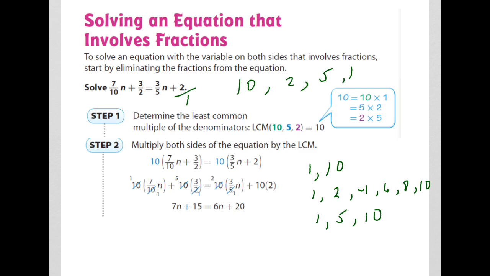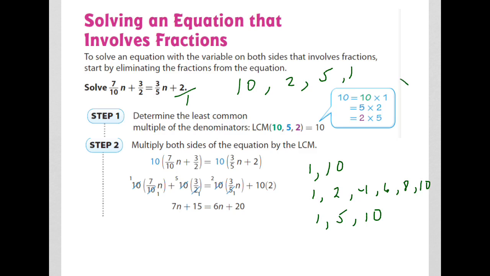Okay? So let's take a look at the steps that the book tells us to do. First it says, determine the least common multiple of the denominators, and then we looked at 10, 5, and, well, they said 10, 5, and 2, but of course we put the 2 over 1 as well, and we come up with 10.